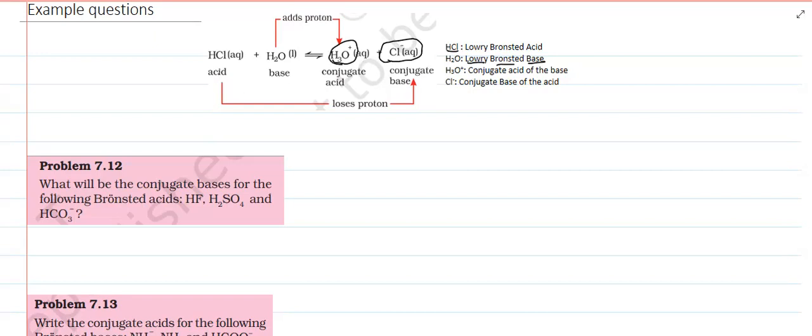Now let's look at the difference between the acid and the conjugate base. The conjugate base has one less proton compared to the acid. The conjugate acid, on the other hand, has one extra proton compared to the base. So H2O, H3O plus. So the conjugate acid has one extra proton, whereas the conjugate base has one less proton. Now let's look at the questions given below.